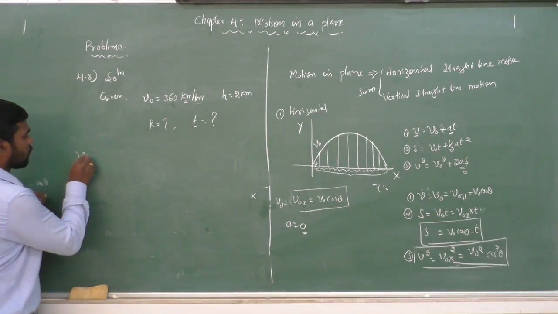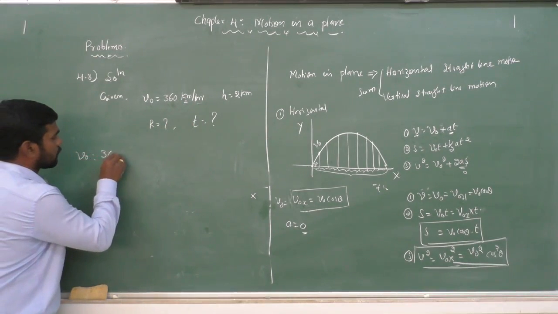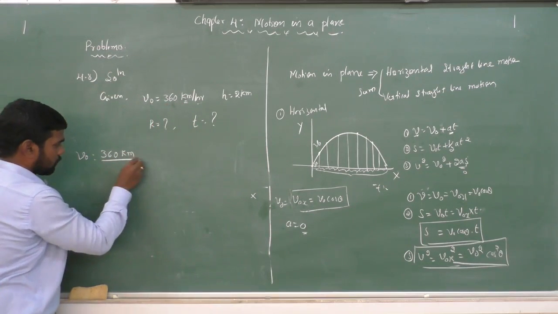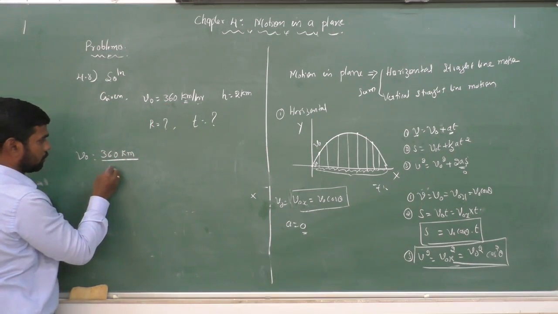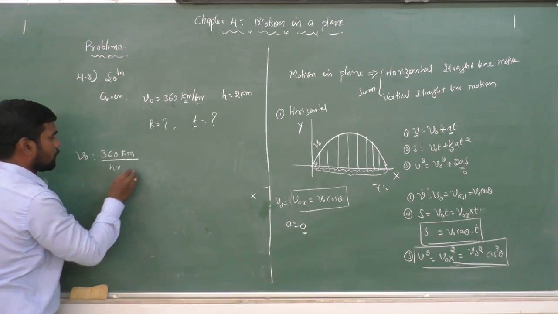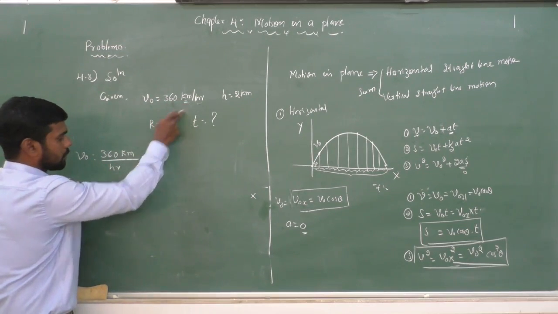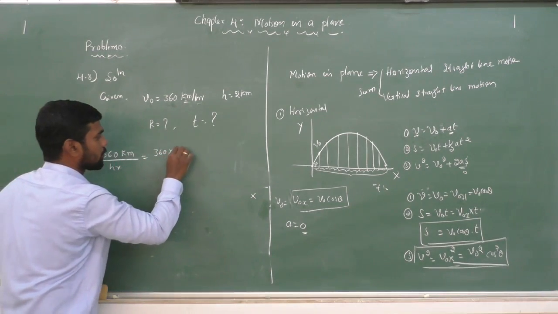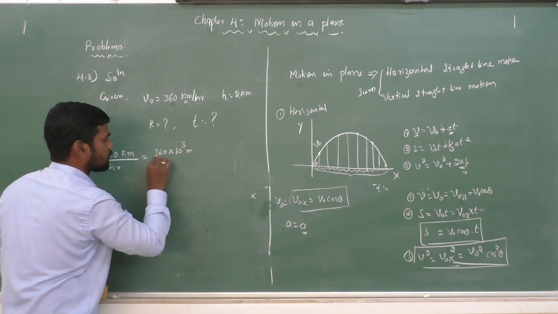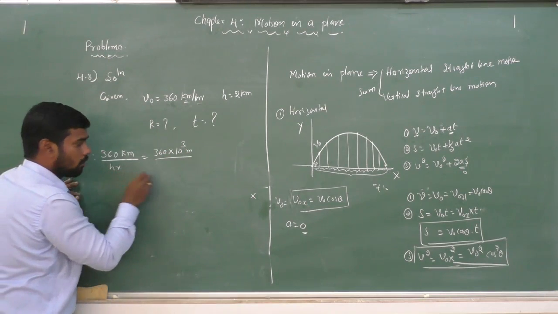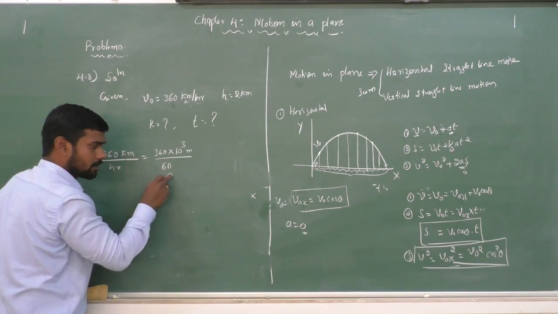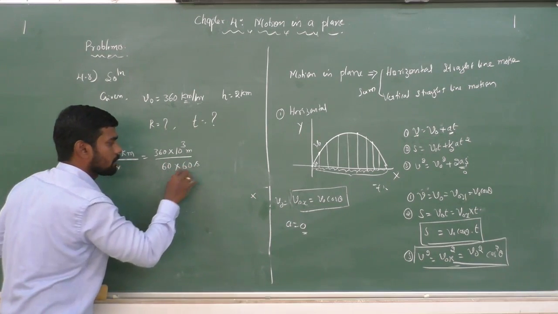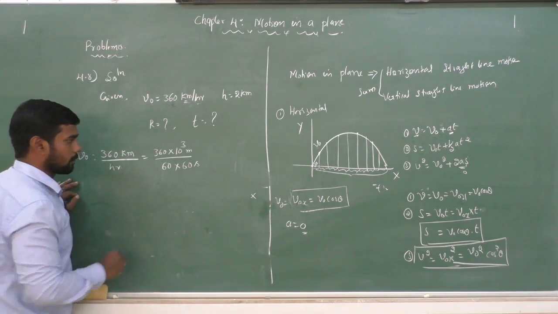So I'll convert this V naught. We can write V naught as 360 kilometer per hour. So that can be written like this: 360 kilometer, where kilo means 10 raised to 3 meter, divided by hour. Hour means 60 minutes, and each minute has 60 seconds. So here we write 60 into 60.